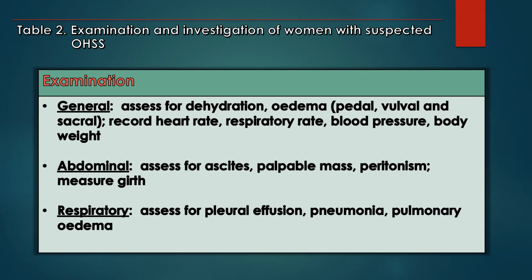Table number 2. Examination and investigation of women with suspected ovarian hyperstimulation syndrome, or OHSS. Examination: general. Assess for dehydration, edema, pedal, vulval and sacral, record heart rate, respiratory rate, blood pressure, and body weight. Abdominal: assess for ascites, palpable mass, peritonism, measure girth. Respiratory: assess for pleural effusion, pneumonia, and pulmonary edema.